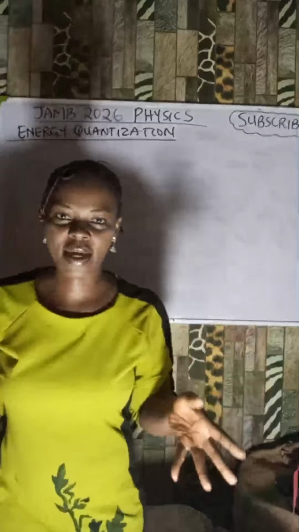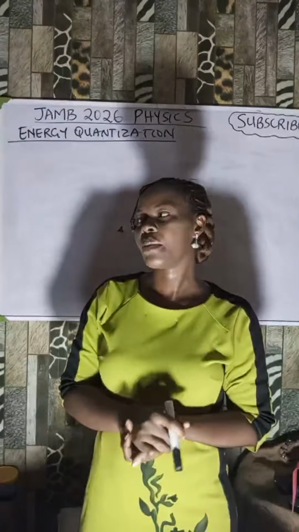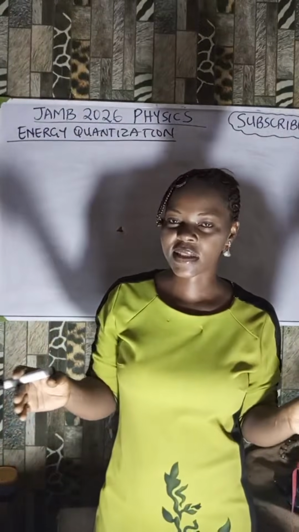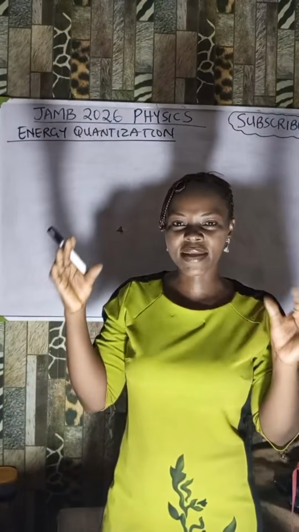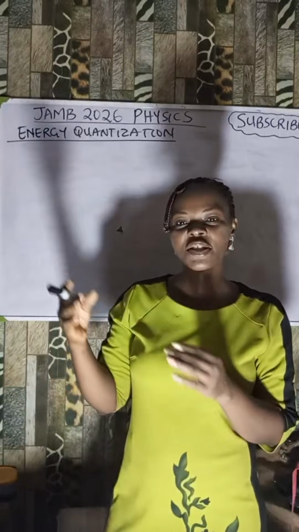So energy quantization, I'm going to briefly explain it, okay? I might even do a small write-up because you need to put something down, before we go into the calculation part of it. Atoms in electrons, so let me say atoms occupy certain energy levels, okay? Atoms occupy certain energy levels.